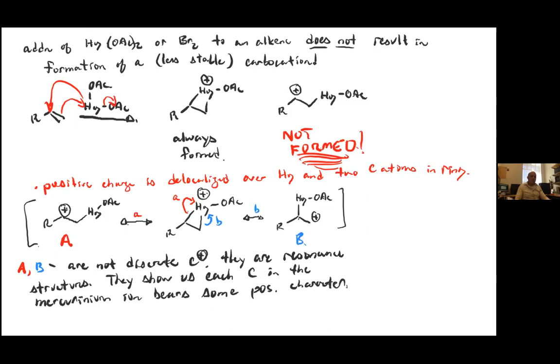Okay, so those two structures show us that each of the carbons bears some positive character. But again, in the same way that you weight resonance structures, as we did when we learned about resonance, we can weight these structures, and the structure in the center is far and away the most significant because I've got a full octet and I've maximized bonding. And so the mercurinium ion looks most like the structure in the center.